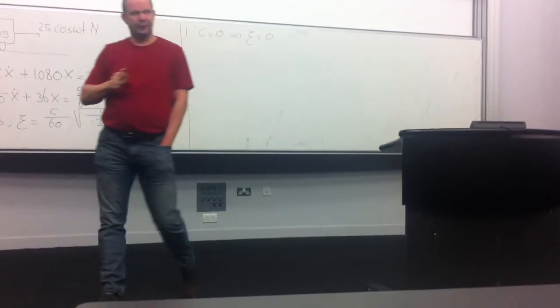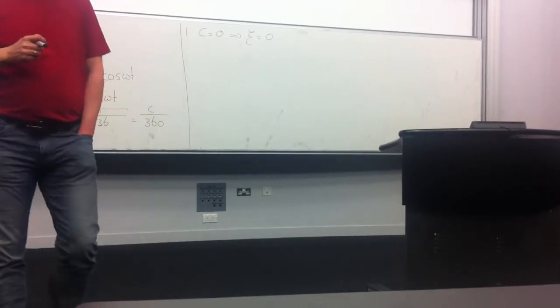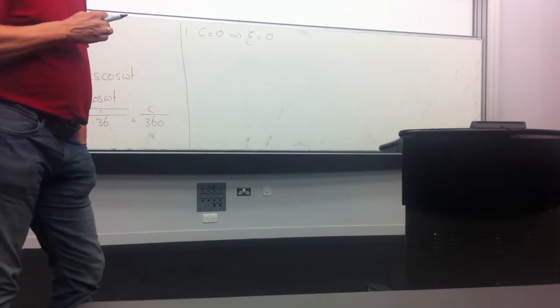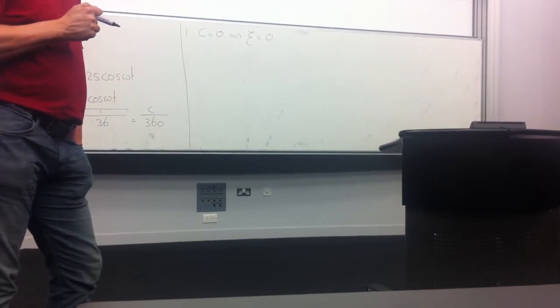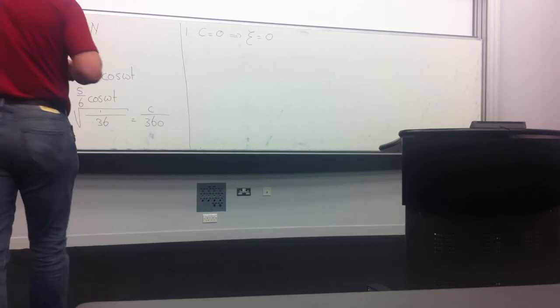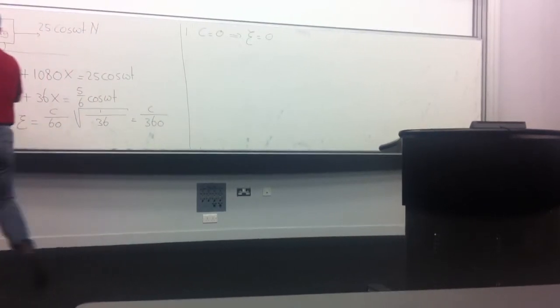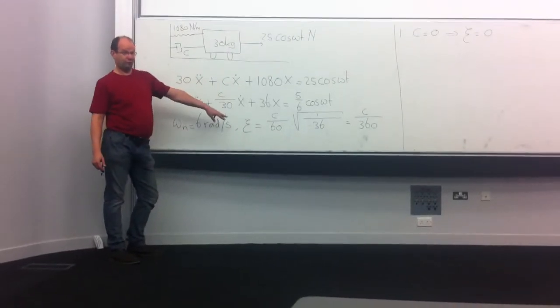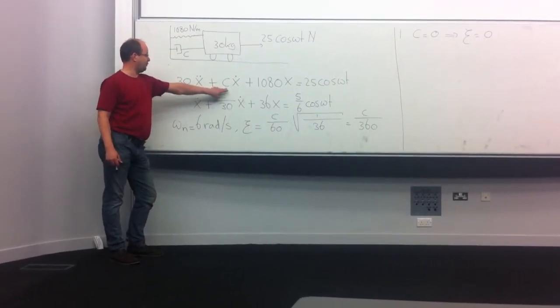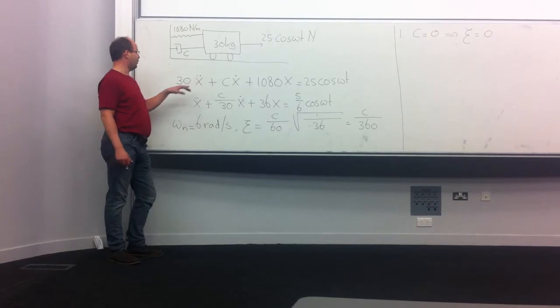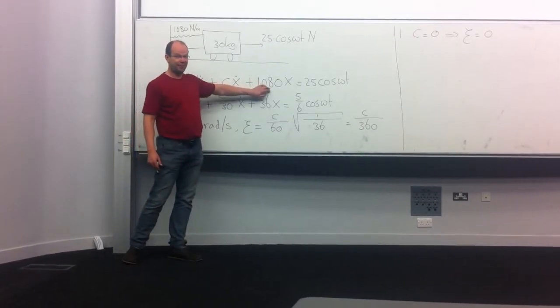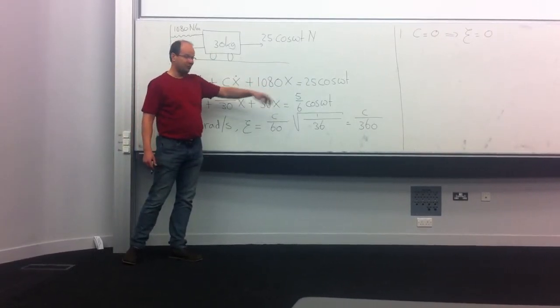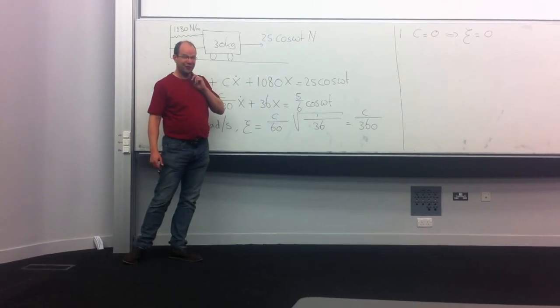So previously zeta, is it 1 over 36? Is it the square root of 1 over 36? Because I thought it would be the mass times the... Well, the mass is here, isn't it? If I look at it here. So it would be this one, C over 2, times the square root of 1 over this one times this one, which is going to be C divided by 360, if you do it.